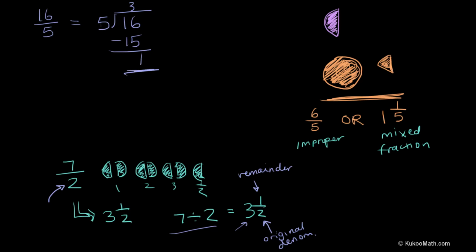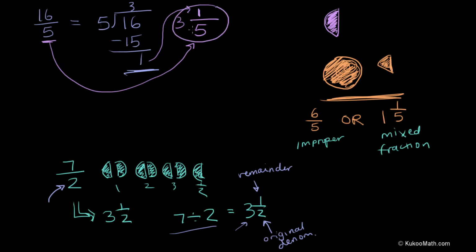So our mixed fraction is going to look a little something like this. The whole number is going to be 3. And then we have the 1 as the remainder, so this 1 becomes the top of the fraction part, and then we take our original denominator and we put it here. So this is the mixed fraction version: 3 and 1/5. It doesn't seem that difficult, does it?